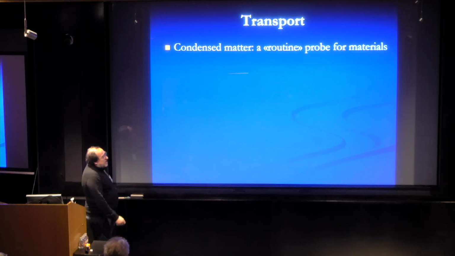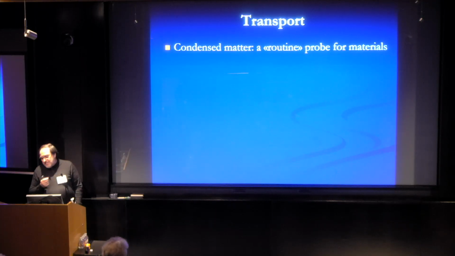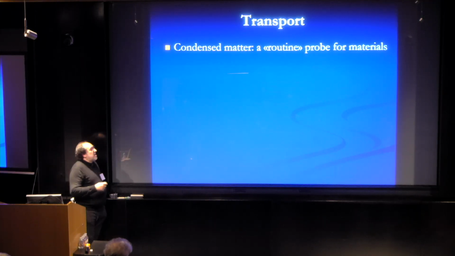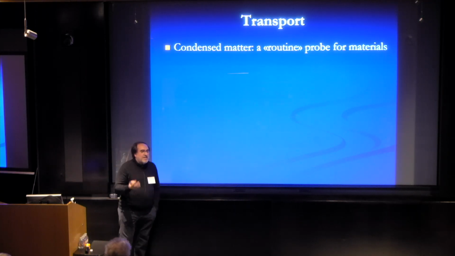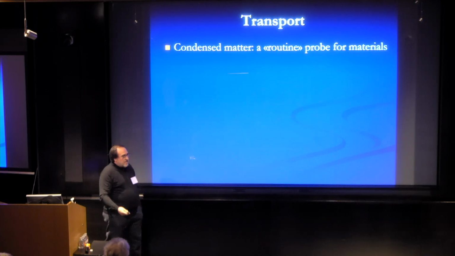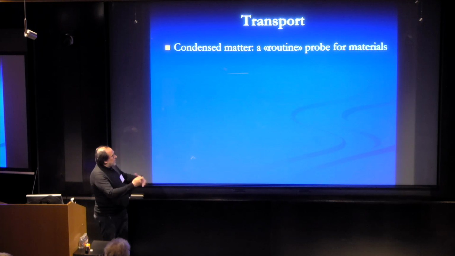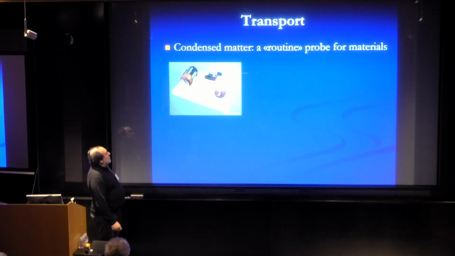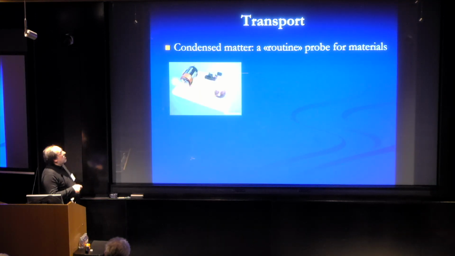In condensed matter, since I come from condensed matter, this is literally the routine probe. When you have a new material, the first thing you do, poof, you measure its resistivity, and that allows you to get a first idea of what the material is doing. So this is typically something like this, where you get a battery, and then you have the system of interest that you're trying to understand, and you pass a current.